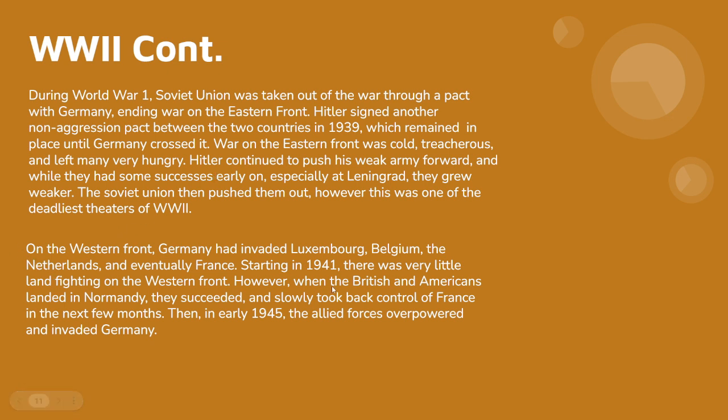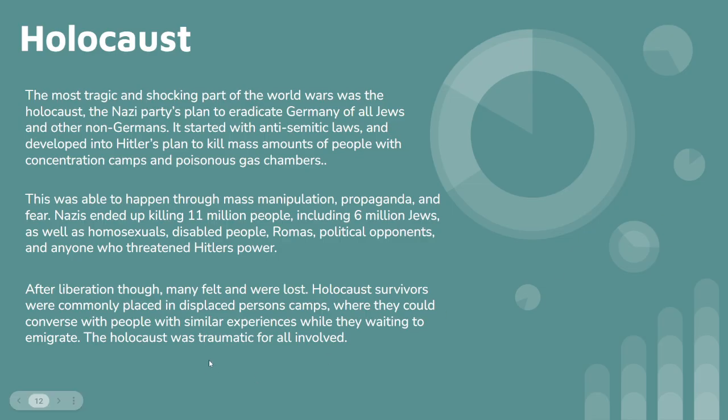And then on the Western Front, Germany had invaded Luxembourg, Belgium, the Netherlands, and eventually France. Starting in 1941, there was very little land fighting on the Western Front. However, when the British and Americans landed in Normandy, they succeeded and slowly took back control of France in the next few months. And then, in early 1945, the Allied forces overpowered and invaded Germany.